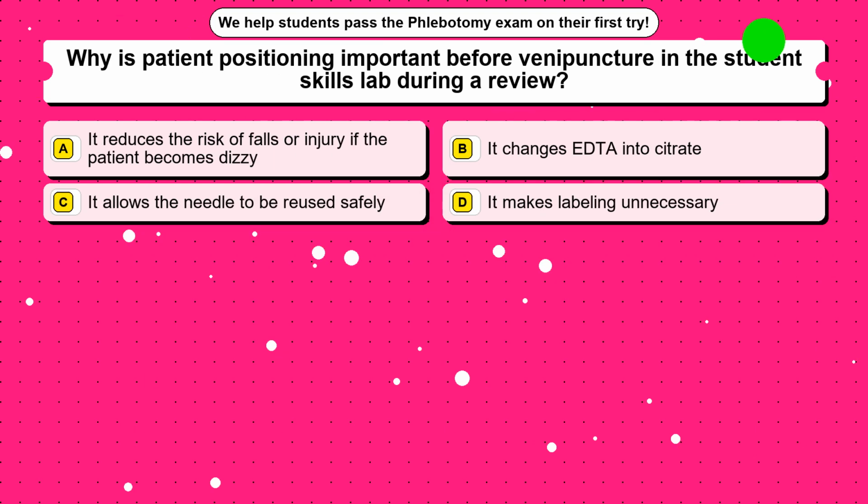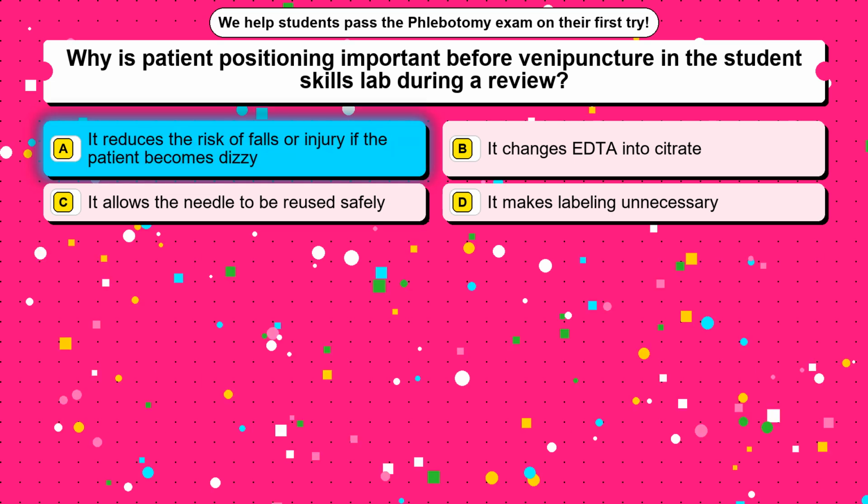Question 70. Why is patient positioning important before venipuncture in the student skills lab during a review? Option A. It reduces the risk of falls or injury if the patient becomes dizzy. Option B. It changes EDTA into citrate. Option C. It allows the needle to be reused safely. Option D. It makes labeling unnecessary.